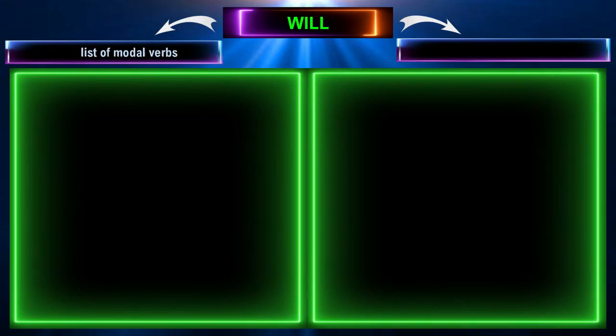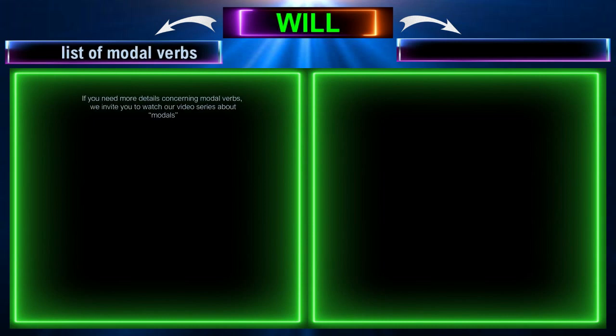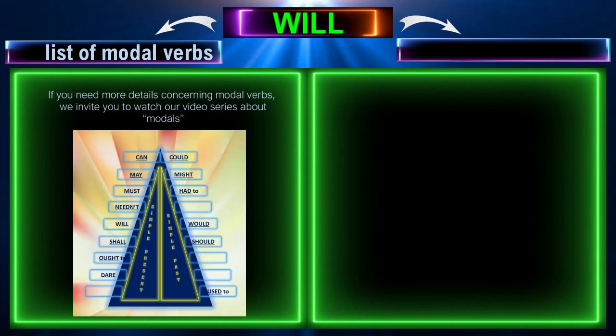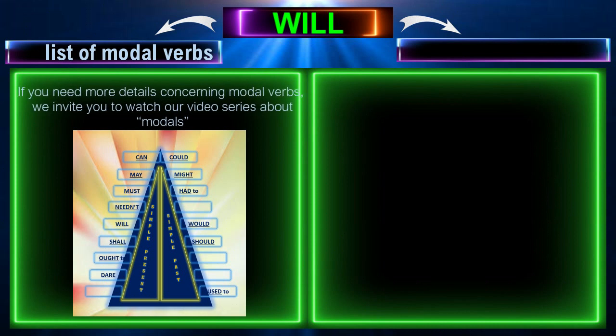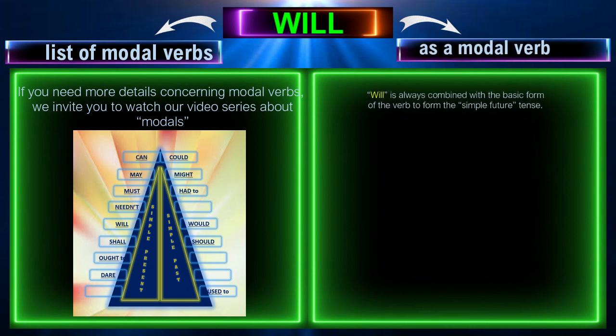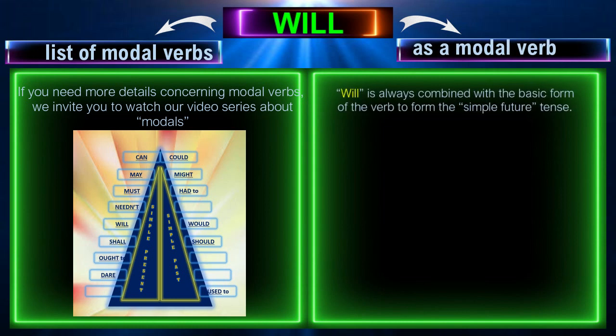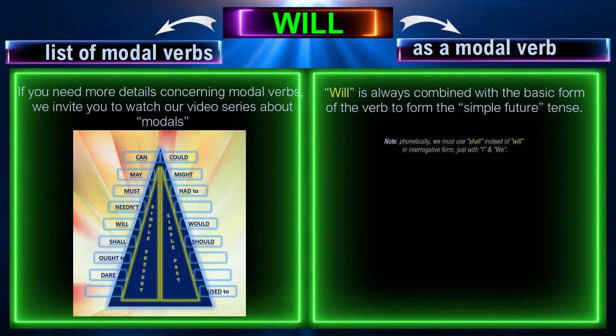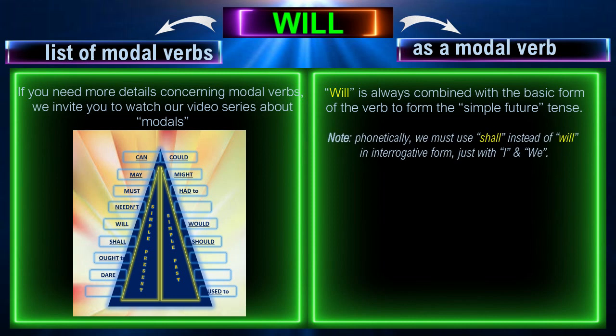Will. List of modal verbs. If you need more details concerning modal verbs, we invite you to watch our video series about modals. As a modal verb, will is always combined with the basic form of the verb to form the simple future tense. Note: phonetically, we must use shall instead of will in interrogative form, just with I and we.